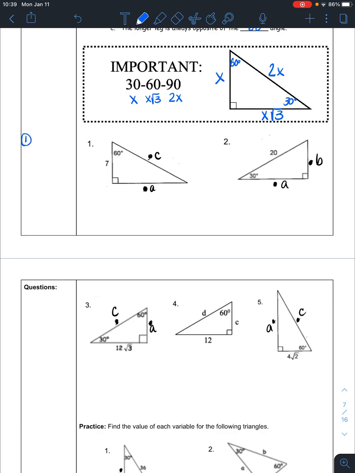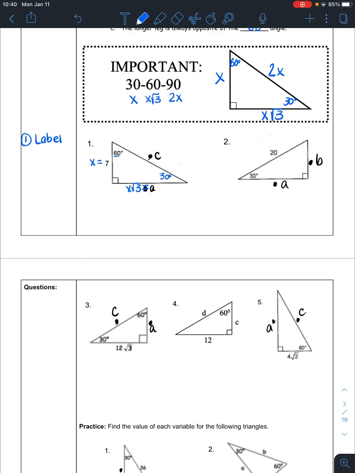So we're going to do similar to what we did with 45, 45, 90 triangles. The first thing we're going to do is label our triangles with the labels that we have. So if this angle is 60 degrees, this angle has to be 30 degrees. So our short side x is going to go across from the 30, so I'm going to put x is equal to 7, whatever's labeled on that side. And then across from the 60 degrees is going to be x root 3. So x root 3 is equal to a.